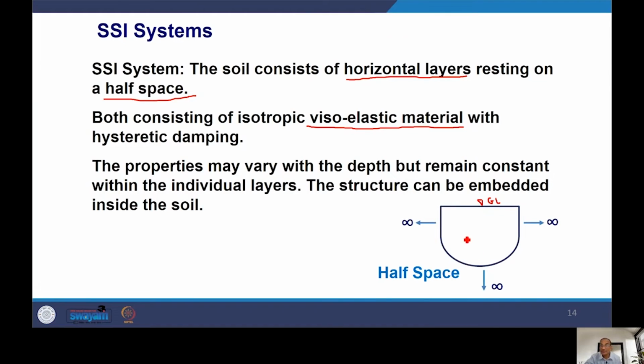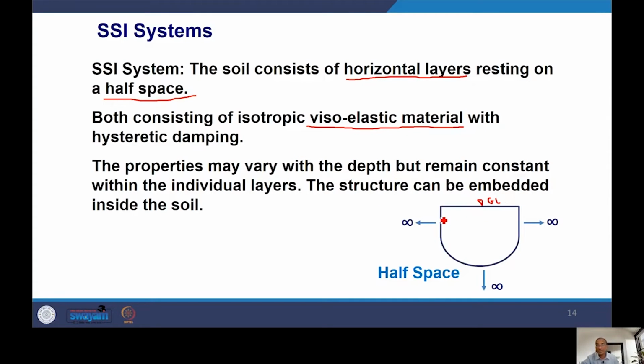Okay, so semi-infinite medium. Why do we say semi-infinite? Because it is going to infinity in both horizontal directions, and in the vertical direction it is going to infinity below. But on the other side you have a free surface. So this is like a semicircle. You can say it is like a semi-sphere, where this is 3-dimensional. In the 3D case, it will be a semi-sphere, and that can be said to be the half space.